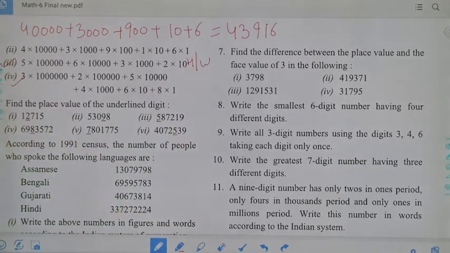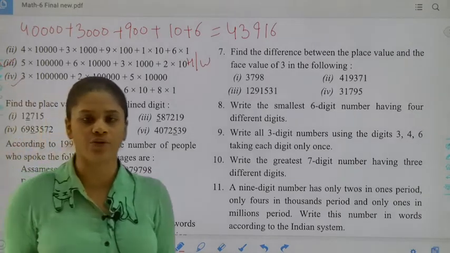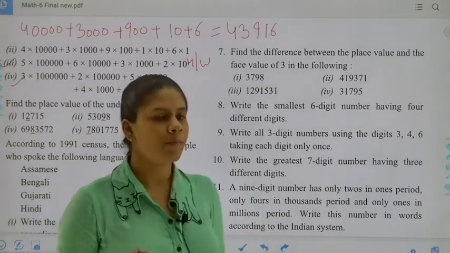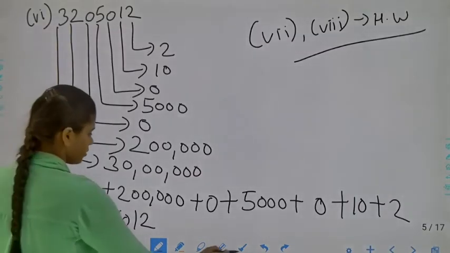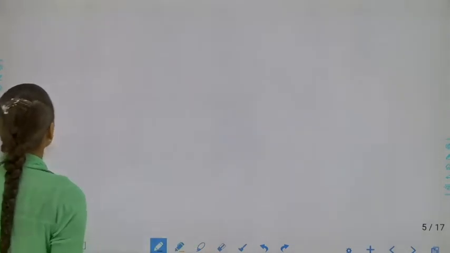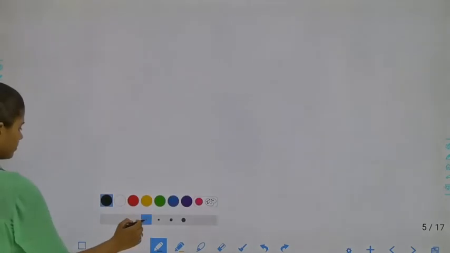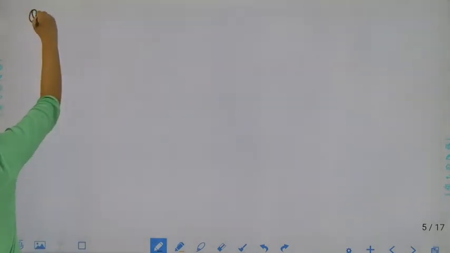Now move to the next question, that is fifth question. Find the place value of the underlined digit. Students, in this question we have to tell the underlined digits place value. Let's start with the fifth question. Fifth question, first part.